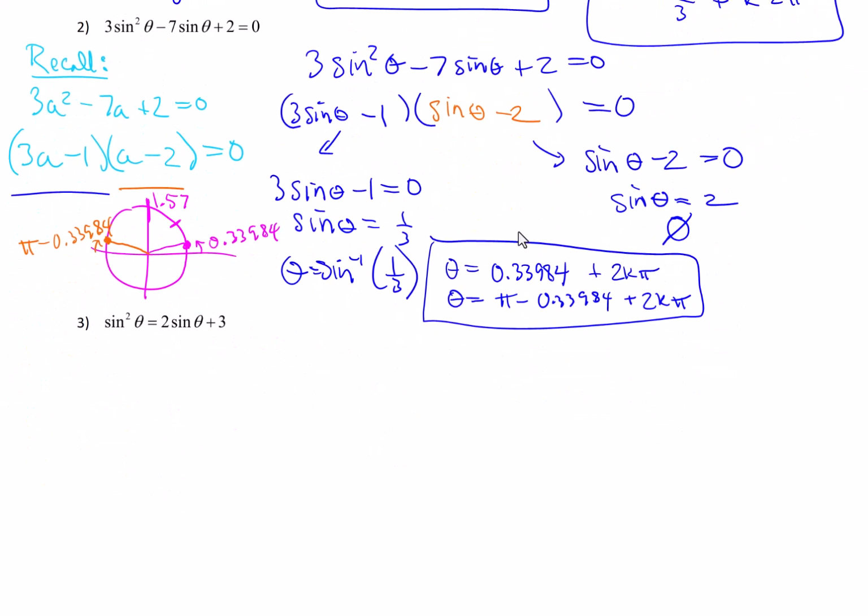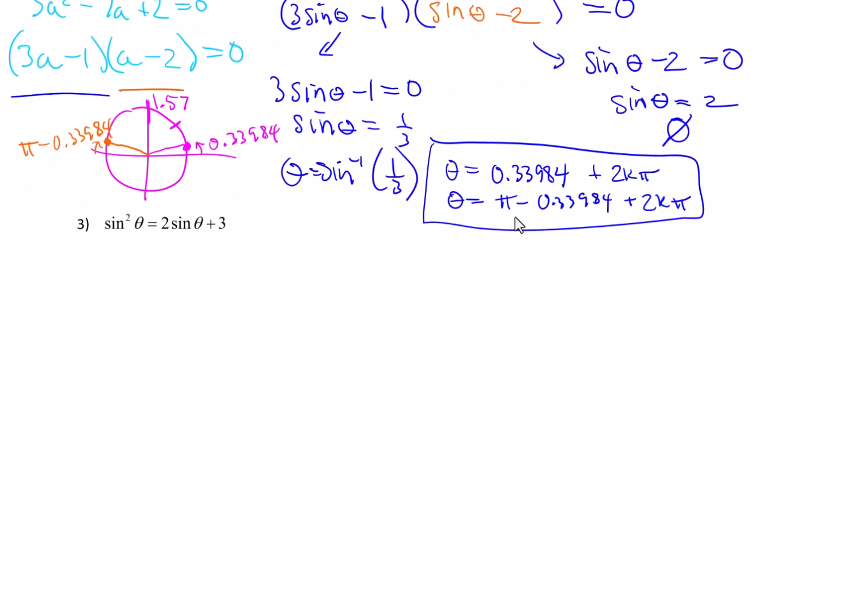All right, let's go on to a third example. This one begins as follows. Sine squared theta on the left side all by itself equals 2 sine theta plus 3 on the right side. We want to solve this for theta, kind of like we've been doing.